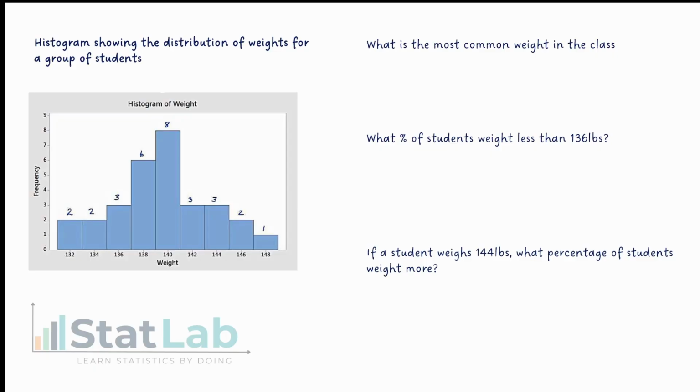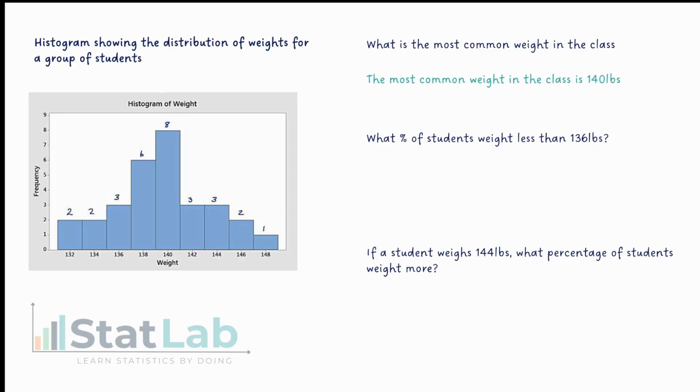Okay, so let's look at the first one. What is the most common weight in the class? We can see that the bin for 140 has 8 observations in it. So that is the bin with the most observations, therefore it is the most common, and we would also say that that is the mode. So the most common weight in the class is 140 pounds.